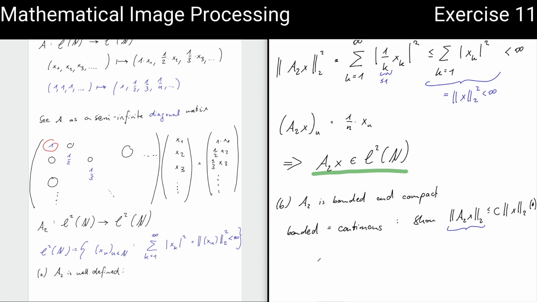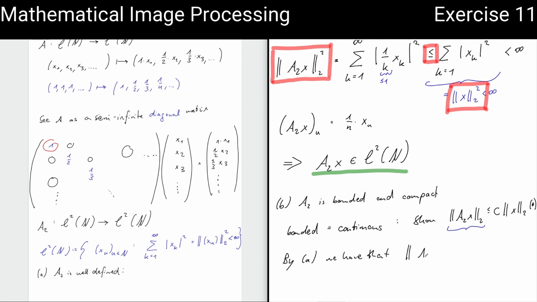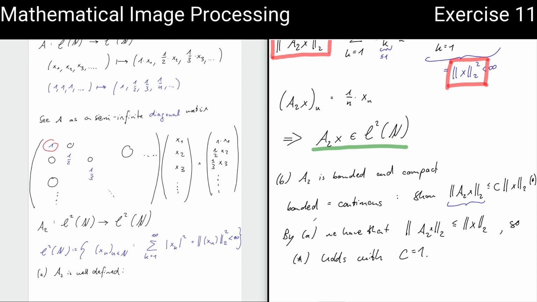So if we take a closer look at what we did in part A, let me mark this maybe with red, we see that the 2 norm of A2 x is less or equal than, well, this sum here, which is the 2 norm of x squared. So this means we can just write A2 x in the 2 norm smaller than x in the 2 norm. So this inequality star holds with the constant c equals 1. And A2 is a bounded operator. So bounded, we can mark with a check.